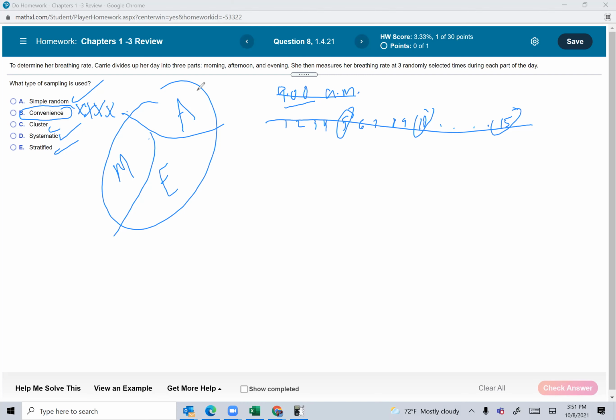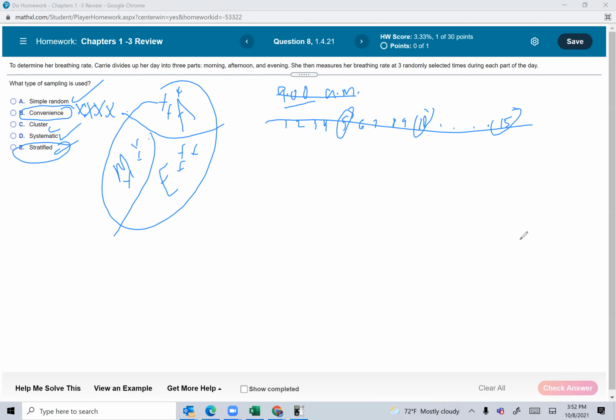She then measures her breathing rate at 3 randomly selected times during each part of the day. So 3 here, 3 there, and 3 there. And these are her samples. She makes them her sample. What kind of sampling technique are we talking about, guys? Stratified. Yeah, it is stratified, because she did not ignore any of the pieces, guys. Exactly, that's what it means.